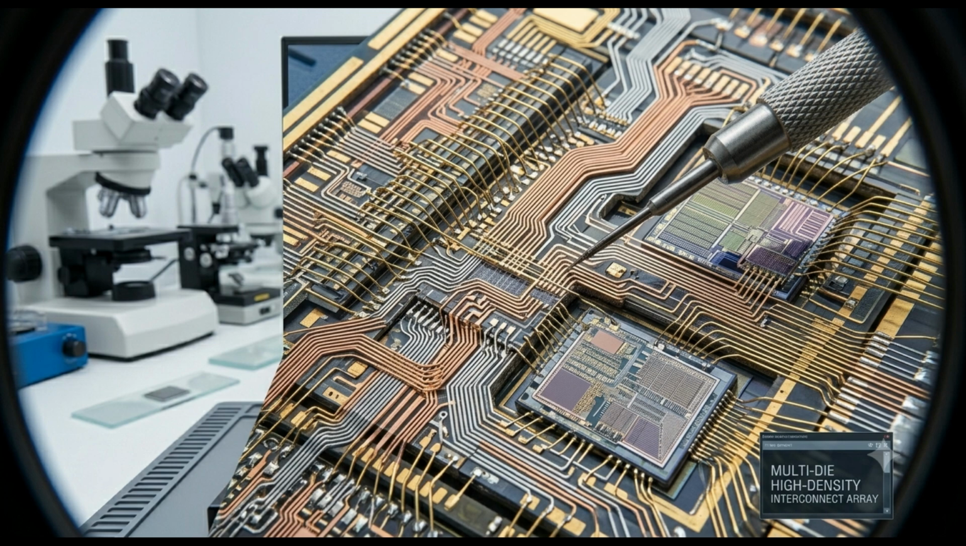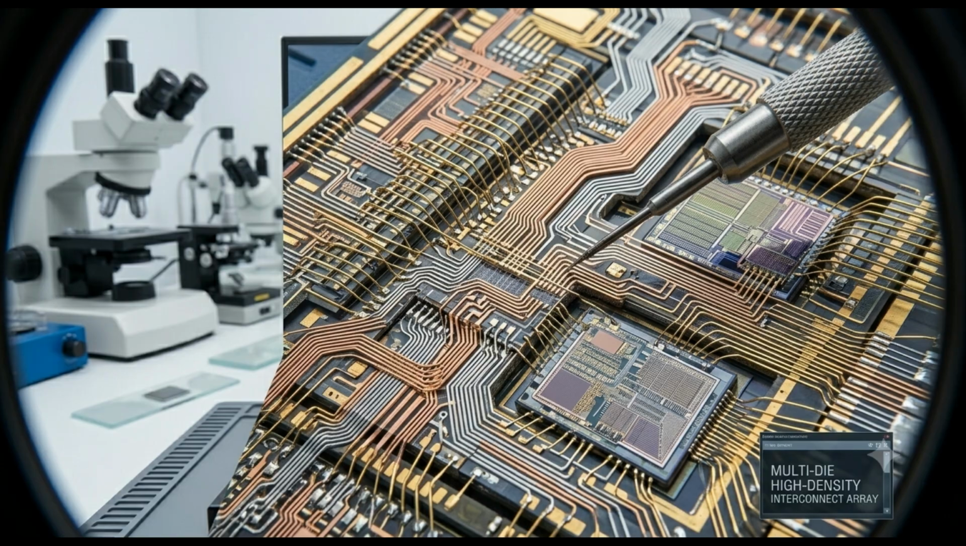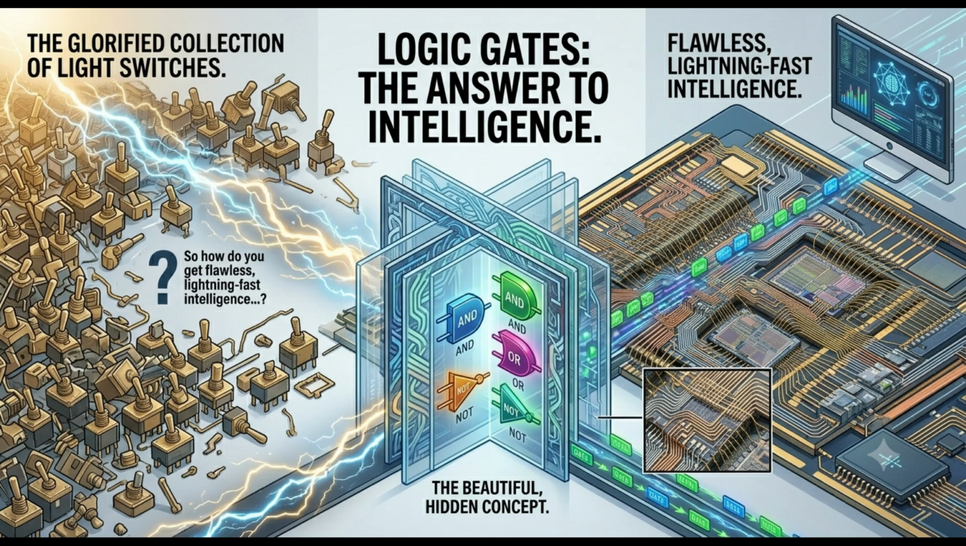You wouldn't see videos or music flowing through it. In fact, you would find absolute simplicity, billions of microscopic pathways that only understand two things: a pulse of electricity or total silence, on or off, yes or no, one or zero. So how do you get flawless, lightning-fast intelligence out of what is basically a glorified collection of light switches? The answer is a beautiful hidden concept called logic gates. Logic gates are the literal building blocks of digital thought.